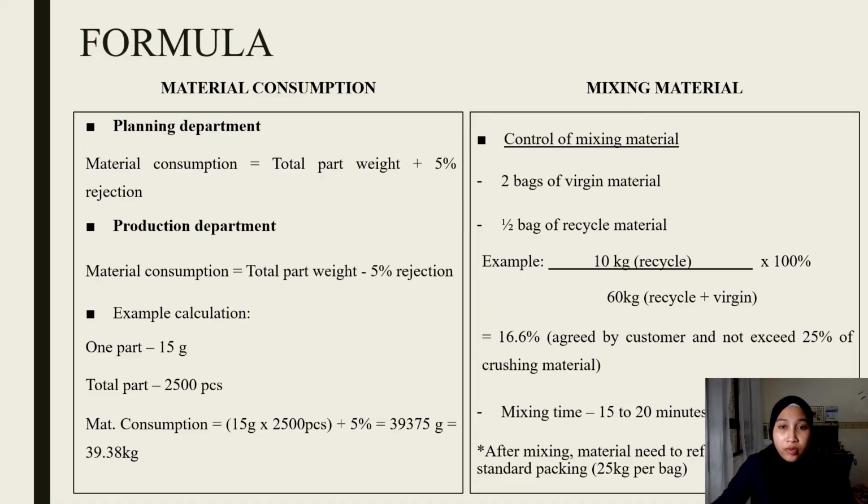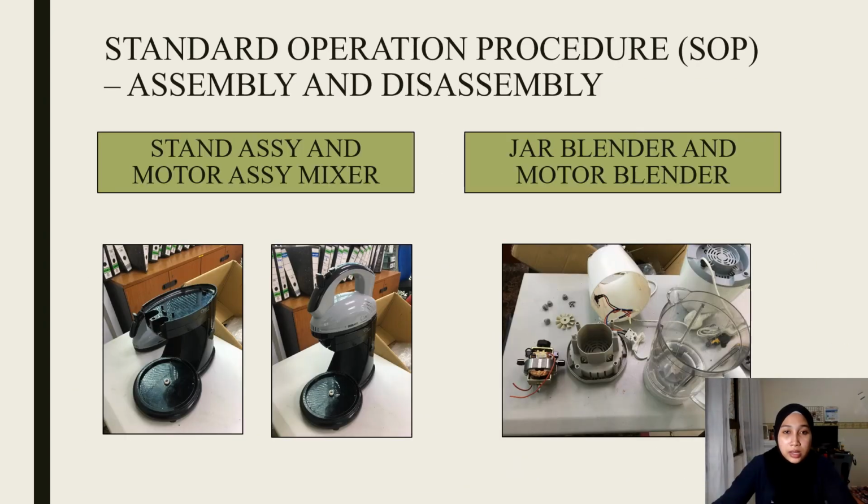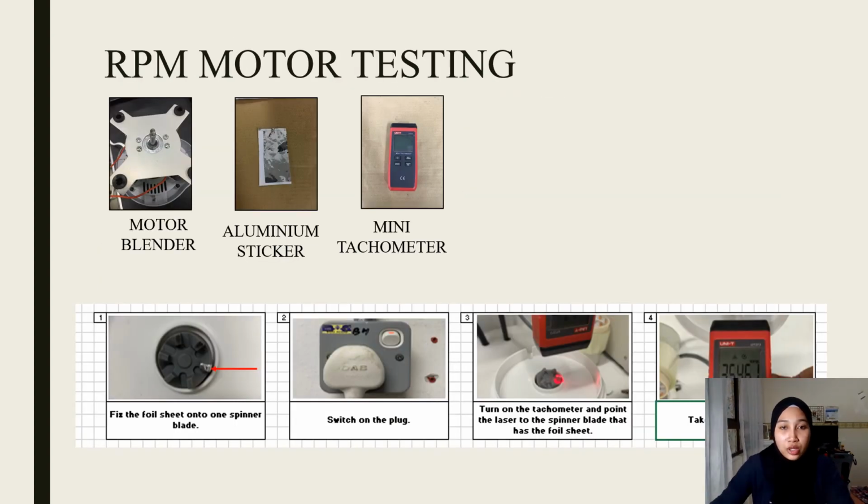As you can see, the formula of material consumption and mixing material. Material consumption is to calculate the amount of material used. Meanwhile, mixing material control is the blending of various materials done in a specific proportion in order to produce a final compound. This is the assembly for the mixer and blender for SOP assembly report. In addition, I have done the motor blender testing. The figure above shows the list of materials used during RPM testing.